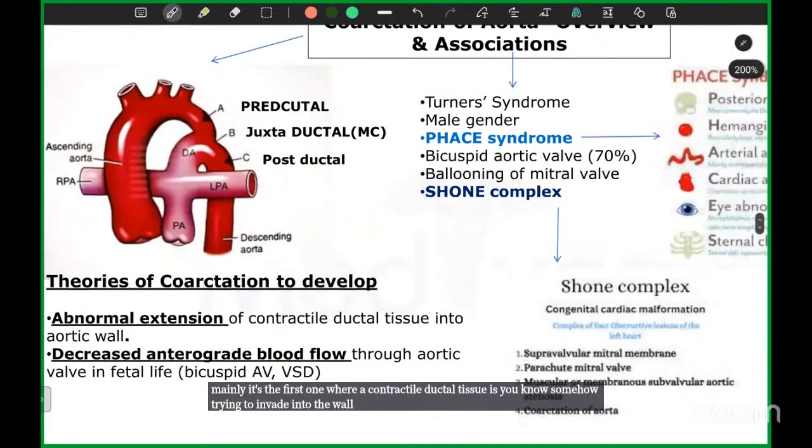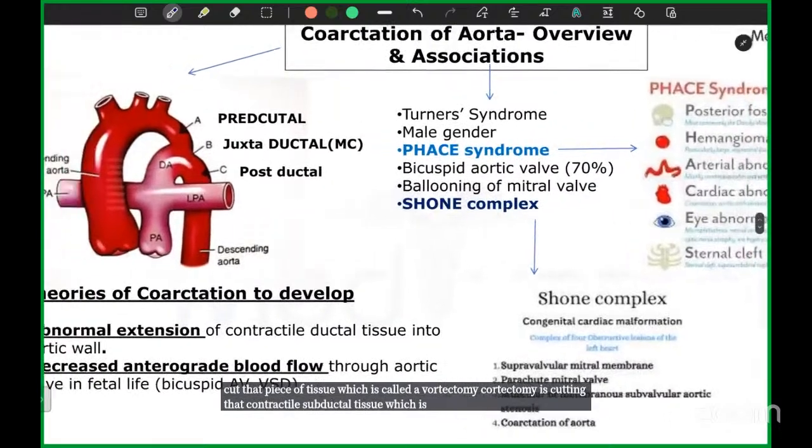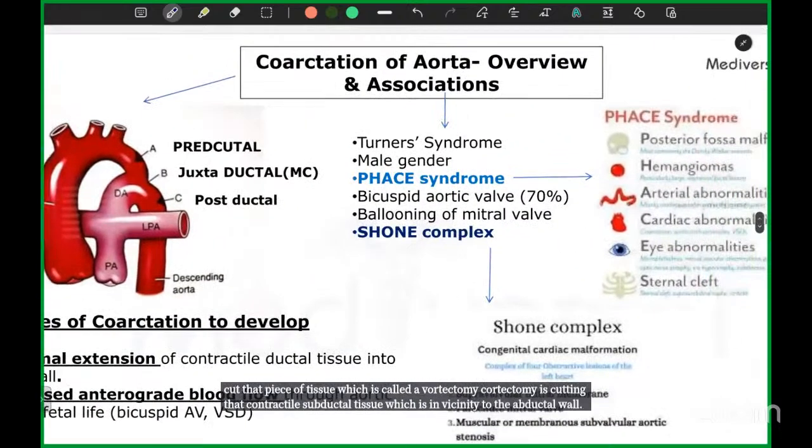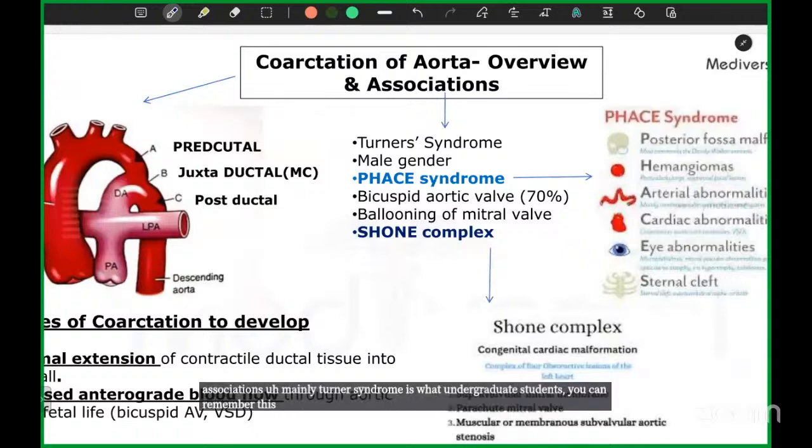which is why even during surgical management, our first thing is to cut that piece of tissue, which is called a coarctectomy. Coarctectomy is cutting that contractile piece of ductal tissue which is in the vicinity of the ductal wall. Associations: mainly Turner syndrome, which undergraduate students can remember. Bicuspid aortic valve, very, very important.